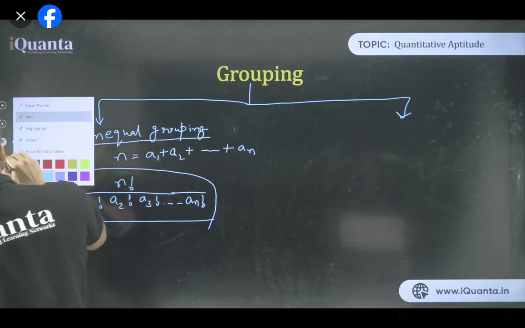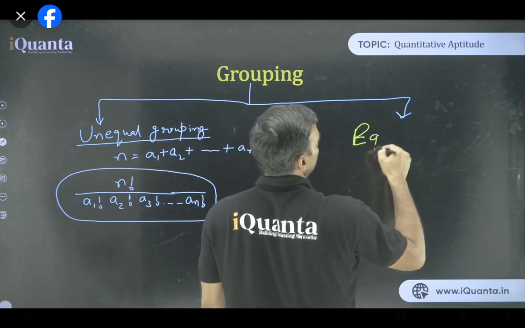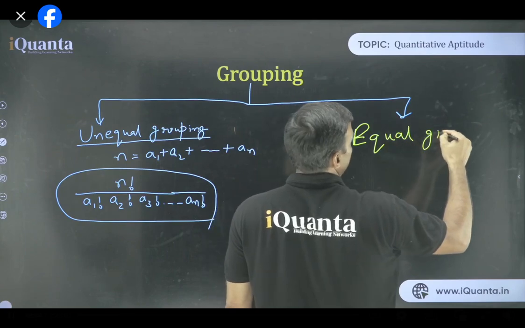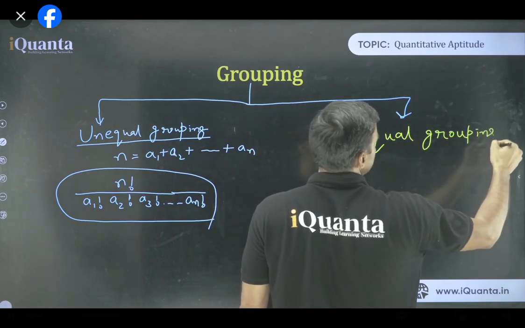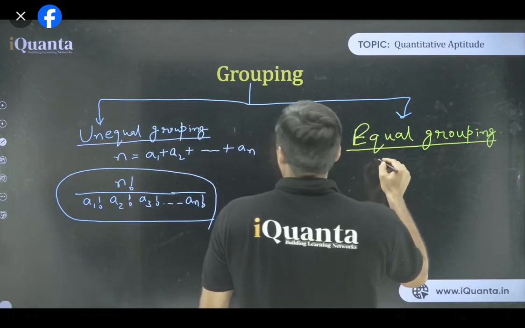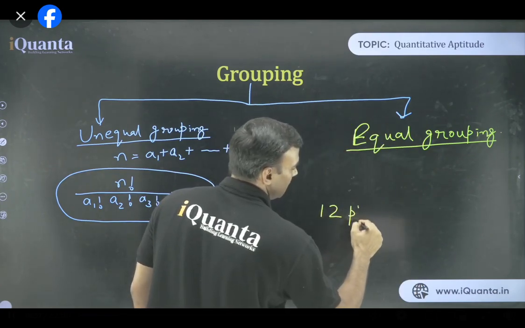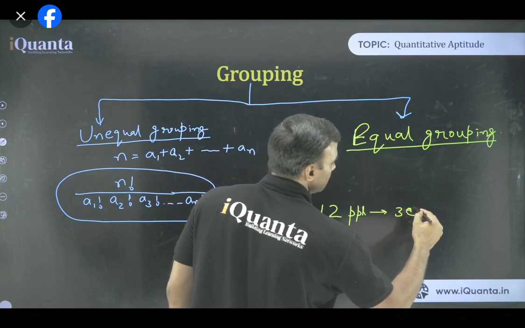Then the second case is very important, very crucial: equal grouping. We will not get into the details of equal grouping, okay? In fact, let's see, that is self-explanatory. How many of you are able to make it? In equal grouping, I'll first give you an example. In how many ways can you divide 12 people into 3 equal groups?